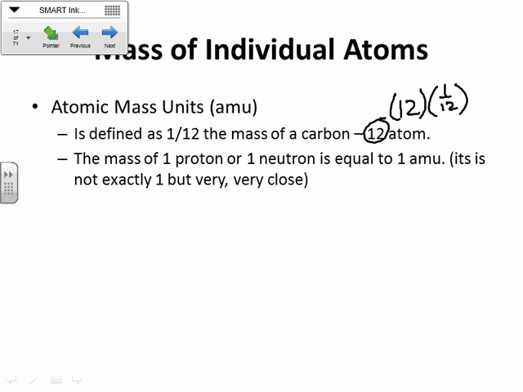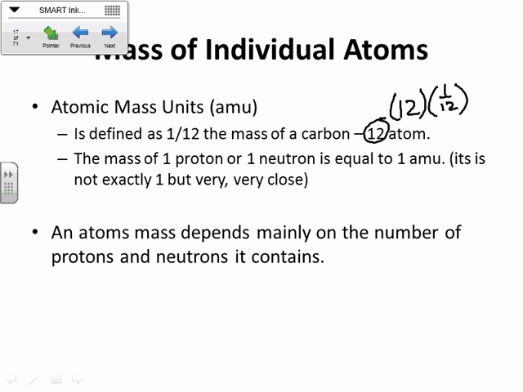So the mass of one proton or one neutron is equal to 1 AMU. Not exactly, but close enough for our purposes. So one proton is about 1 AMU, one neutron is about 1 AMU, okay? So notice carbon-12, that's the number of protons plus neutrons, right? So that has a mass number of 12, so its mass is 12 AMU. Does that make sense? Okay.